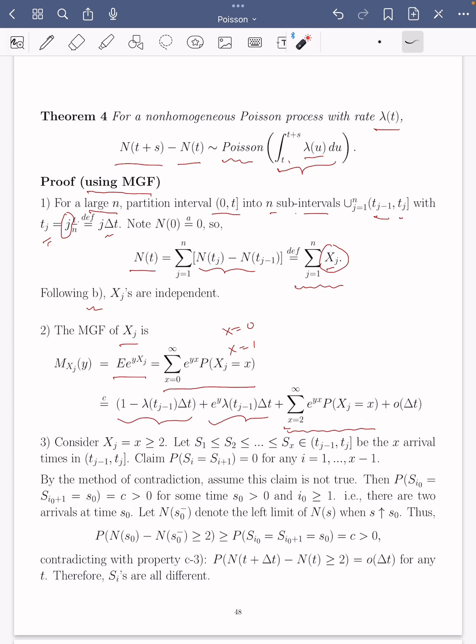To achieve this, we consider the event that X_j equals x for any given value x which is larger than or equal to 2. And then we define s_1, s_2, up to s_x to be the x arrival times in the time interval starting from t_{j-1} and ending at t_j.